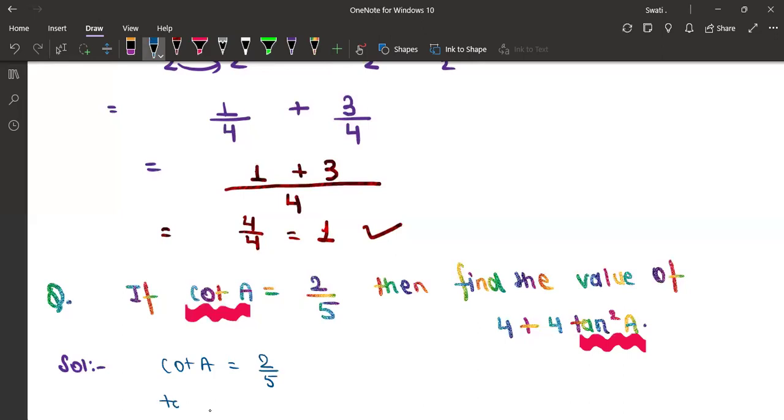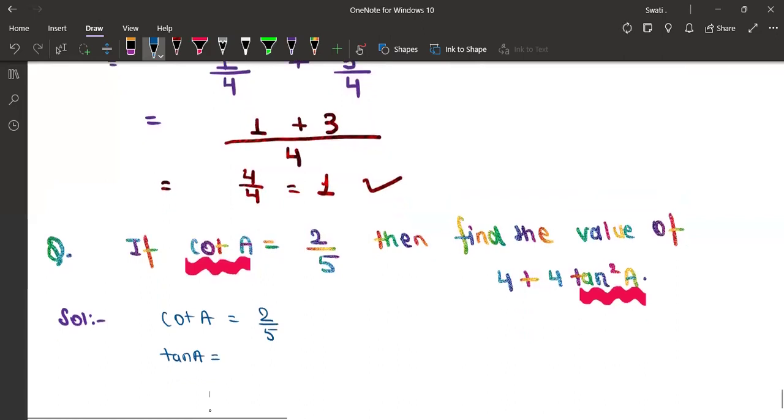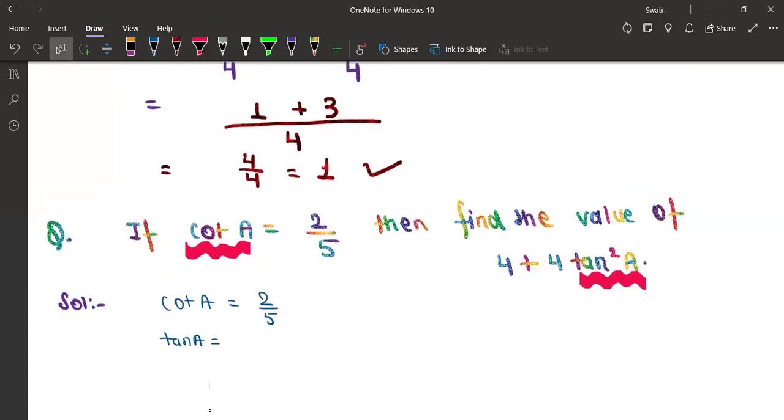Tell me, what is tan A? What is the formula of tan A in terms of cot A? What was the relation between tan A and cot A? Was it not exactly the reciprocal? Yes. Right? So if tan A is 1 upon cot A, that means you have written the reciprocal of cot A. So tell me, if cot A is 2 by 5, then the reciprocal of cot A will become? Will it not become 5 by 2? Do you understand this part?